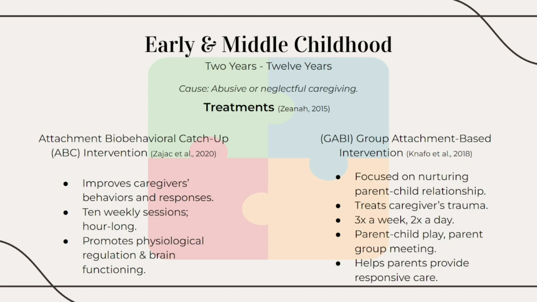Group attachment-based intervention, or GABI, is similarly focused on nurturing the parent-child relationship.